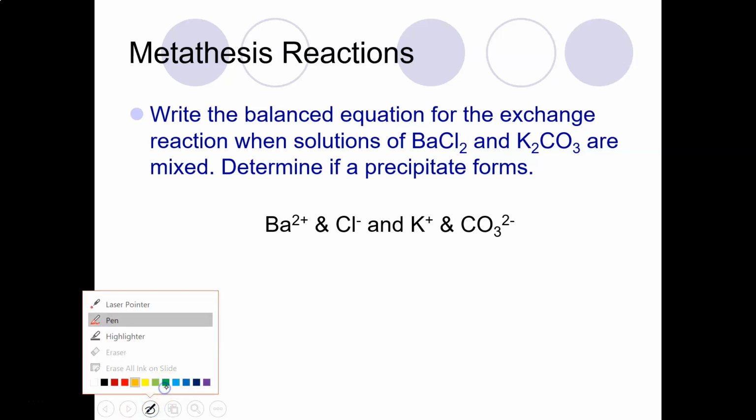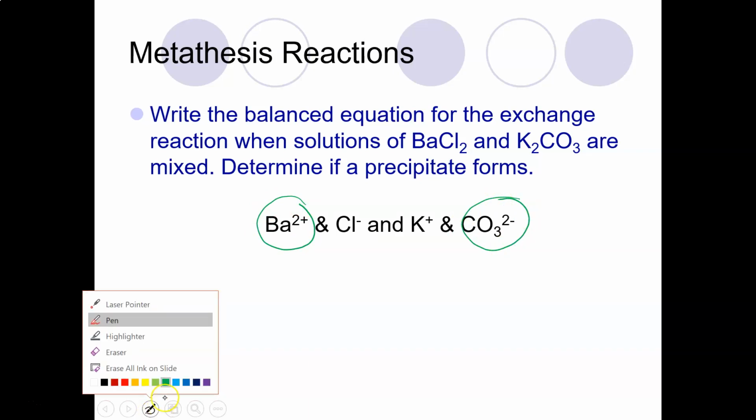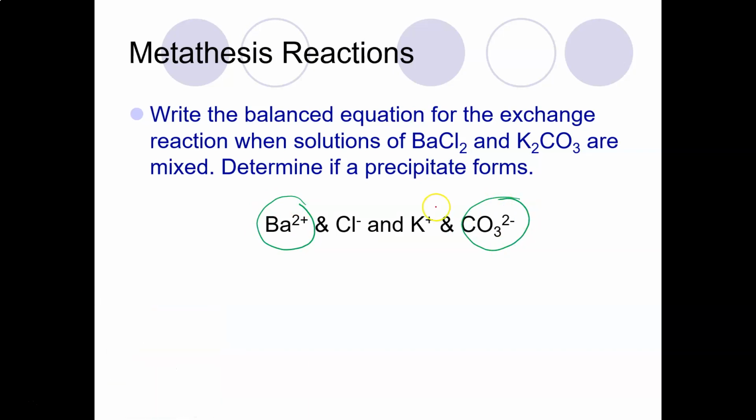Again, I'm not counting how many of each of them there are in the compound. I'm just identifying what ions are there. So the barium is going to be paired with the carbonate on the product side. And potassium is going to be paired with the chloride.